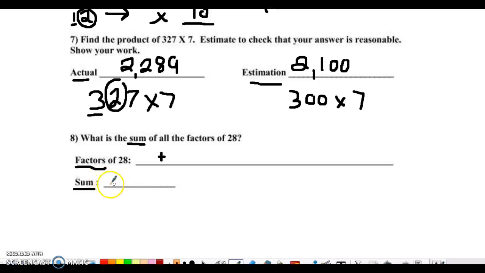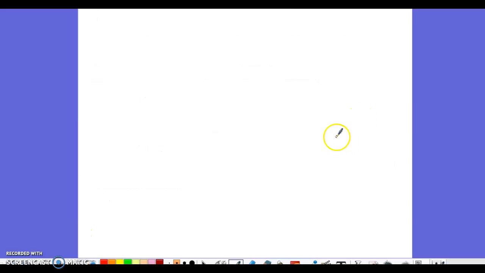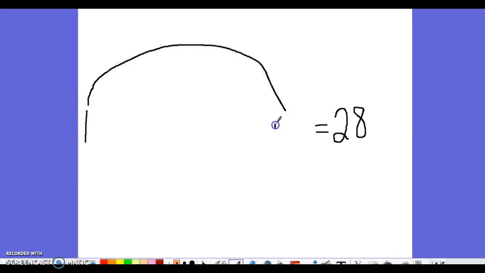Let's do our factor rainbow to see if we can find all of the factors of 28 first. My first step to factor rainbows is taking 28 and writing it as my product pot of gold number at the end of the rainbow. Step 2 is starting with my LAMO rainbow, which is 1 and the product, because we know that 1 times 28 will get me 28. Now I need to test for the following numbers.